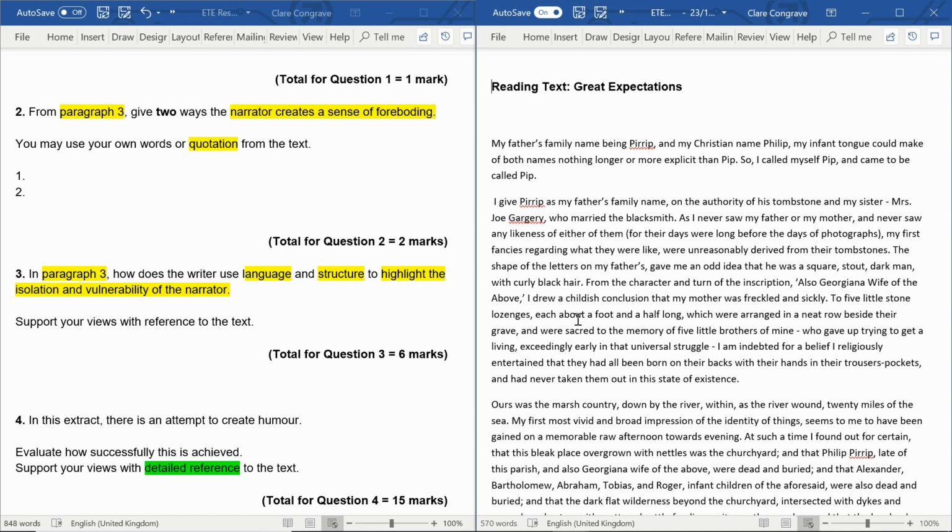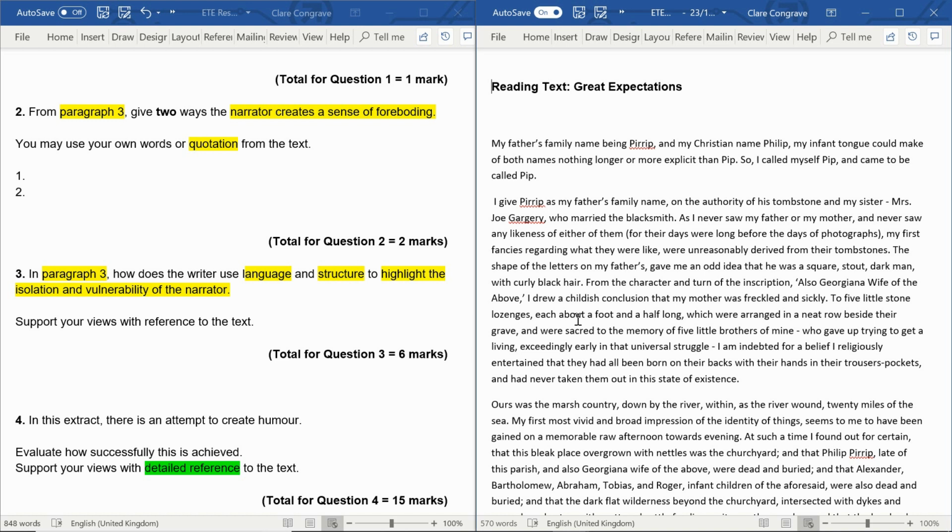And then, nice and easy, you just have to make sure that whatever you're arguing is backed up by evidence. So the evidence can take the form of longer quotations, it can take the form of zooming in on particular words, or it can just be you paraphrasing what's happening in the text, and that's something that you will need to do. So there's the AO done with.